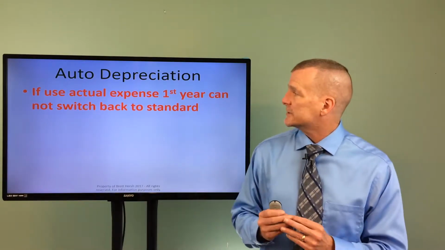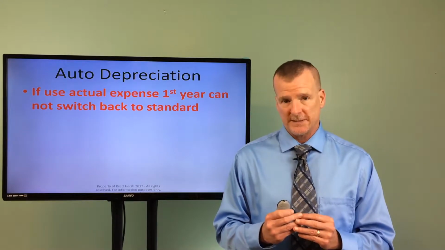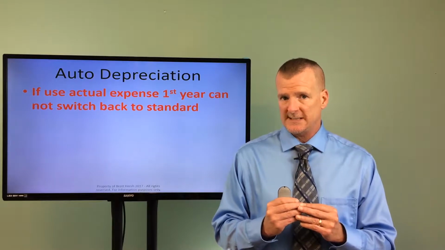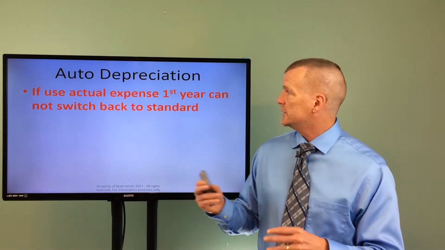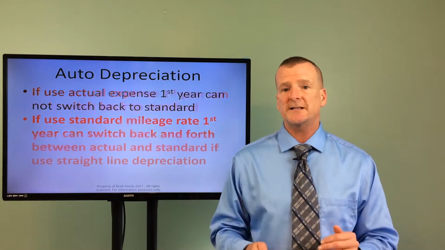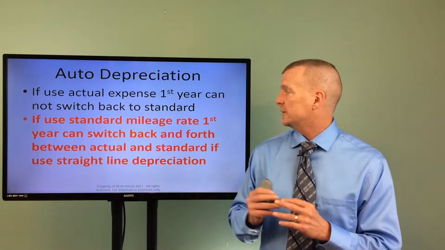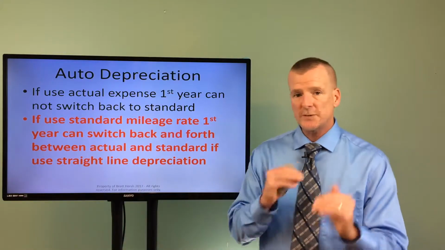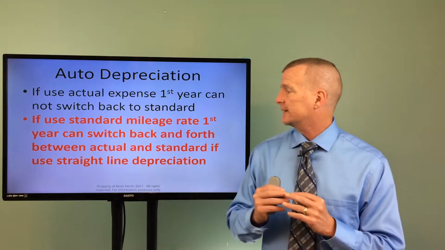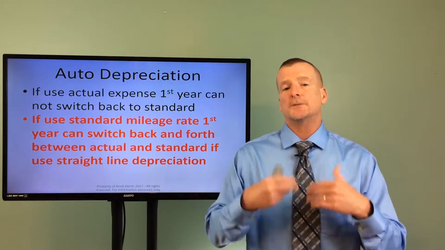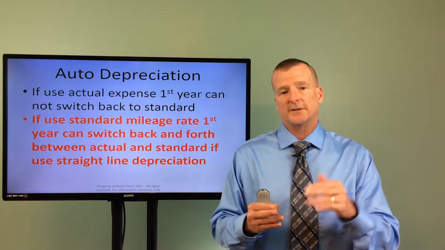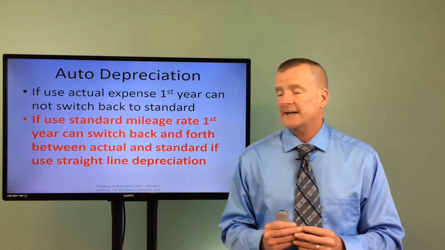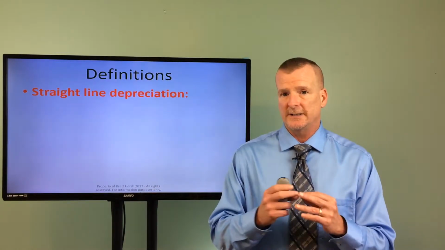Now, if you use actual expenses the first year that you place a vehicle in service, you can't switch back to standard mileage later. So you can't take the standard mileage rate later if the first year you put the vehicle in service, you claim actual expenses. Also, if you use a standard mileage rate the first year, which will allow you to switch back and forth in later years, you can only switch back if you use what's called straight line depreciation to depreciate your vehicle after year 2. You claim standard the first year, and then in other years, if you do actual, you have to use what we call straight line depreciation, which we'll discuss here in a second, in later years.